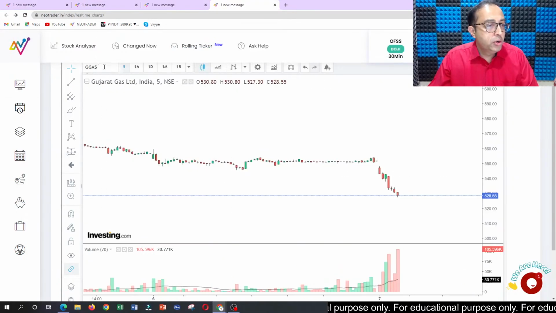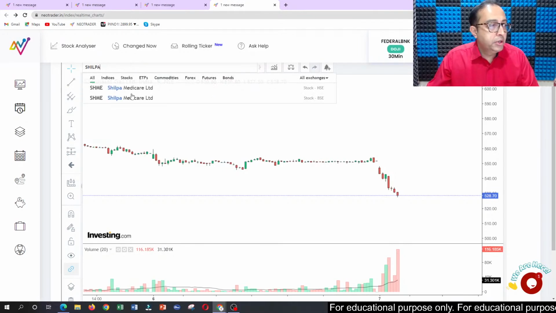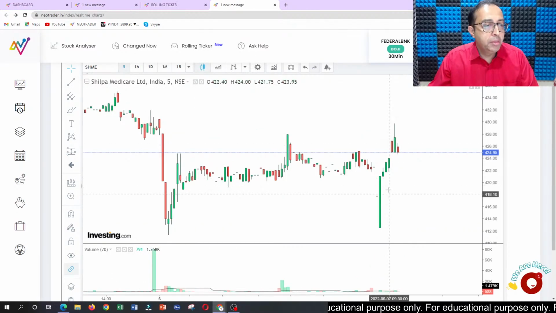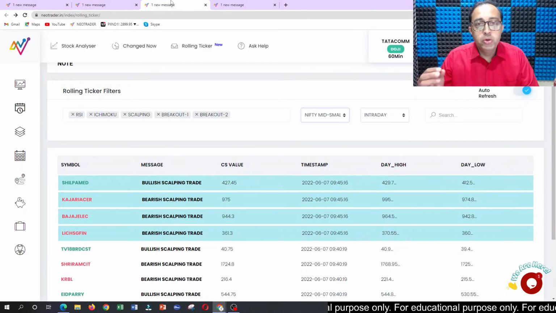So, let's go and check in Shilpa Medicare. You go here, Shilpa Medicare, you get a bullish opportunity. You can see here that since morning it opened lower, but then it quickly recovered, and then you are getting a setup here. Now, how you can use rolling ticker?